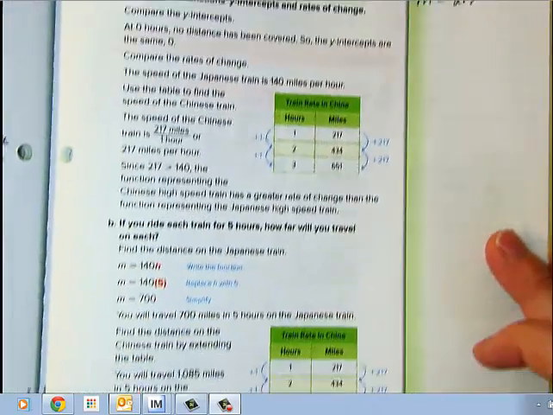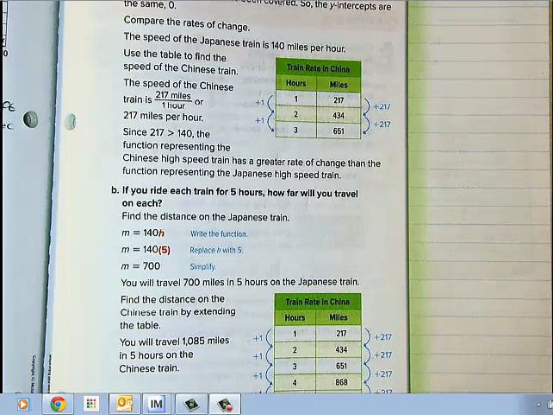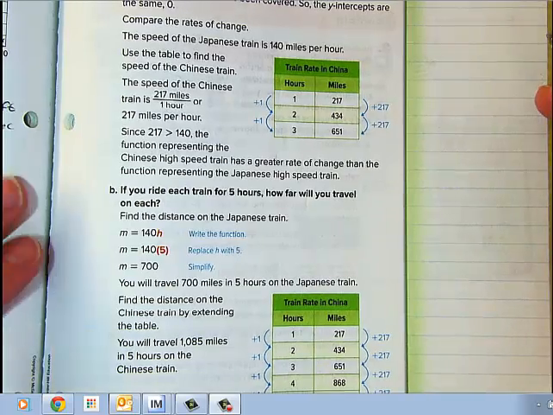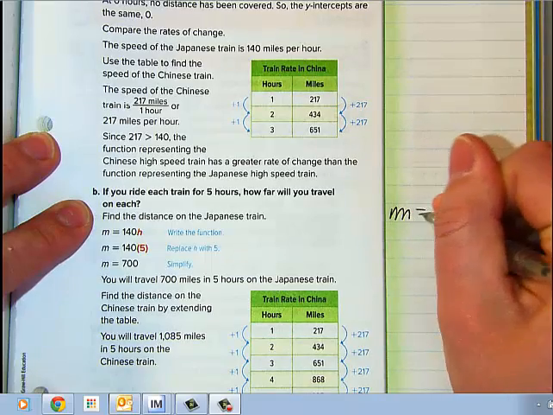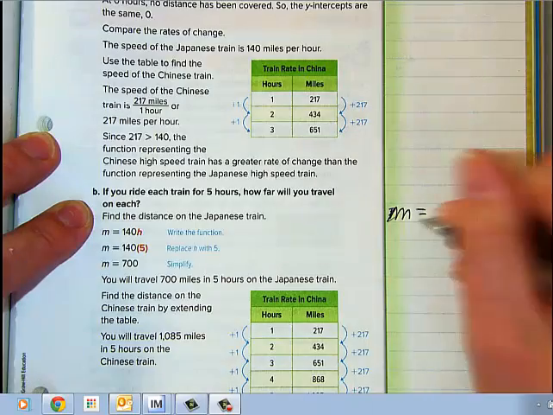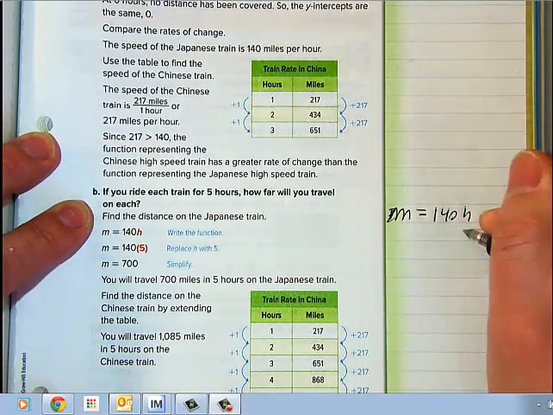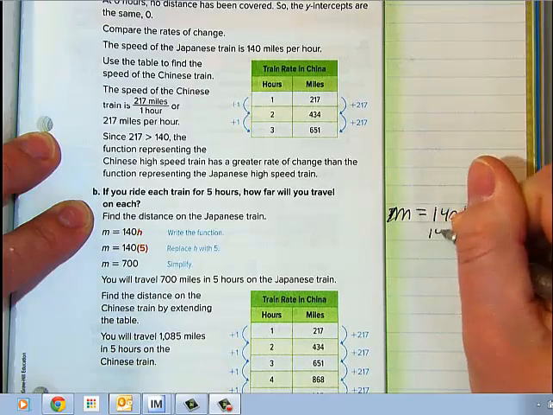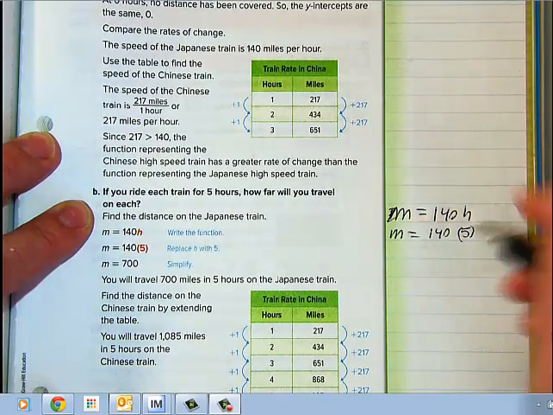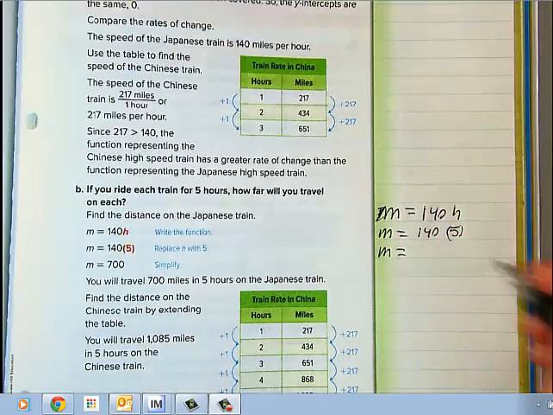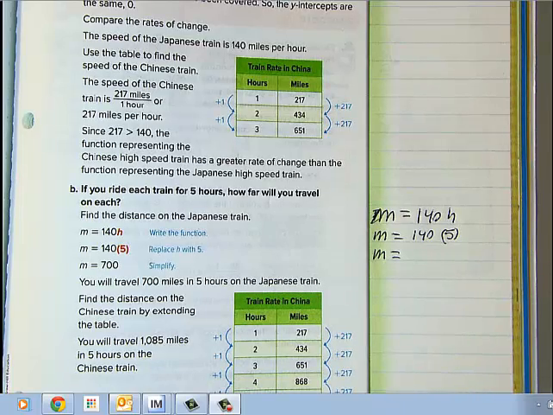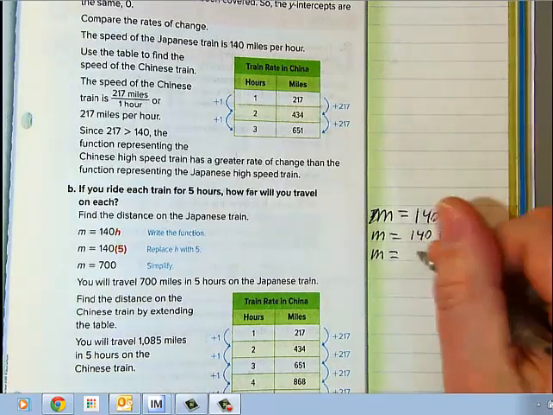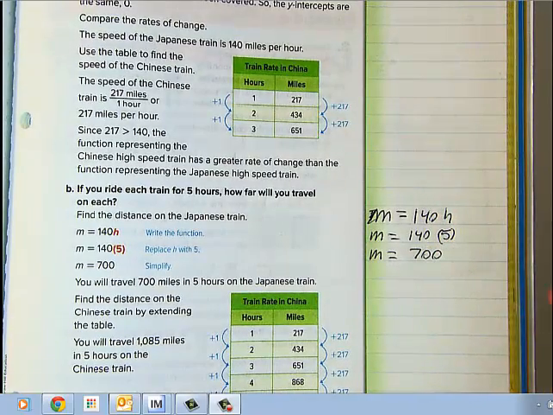Now at the bottom of the page, you actually have to do some work here. It's asking what's the distance for each one after 5 hours? How far will each one travel? Well, for our first one, it already gave us the formula of m miles equals 140 times h. So we just plug in our 5 for the h hours, multiply that, and you have m equals 140 times 5. That one went 700 miles in 5 hours.